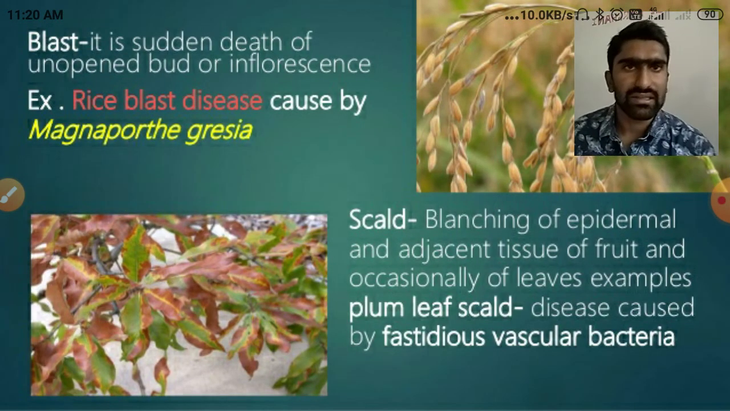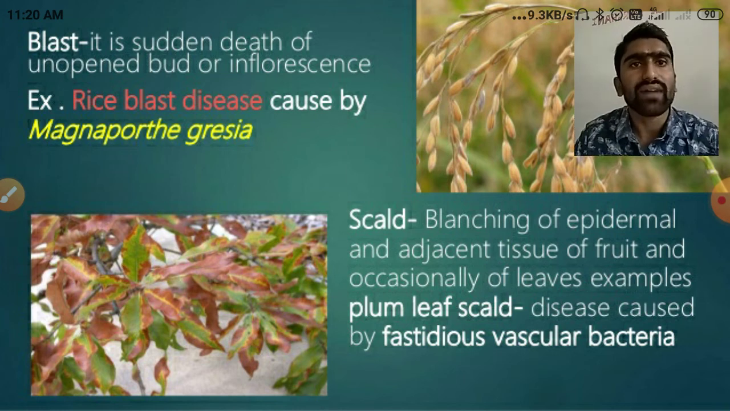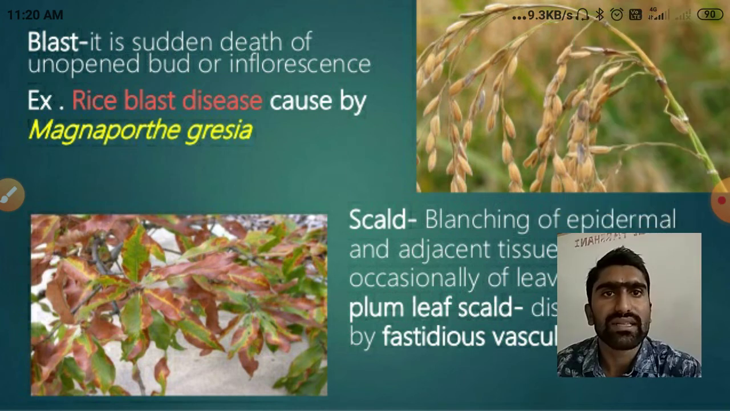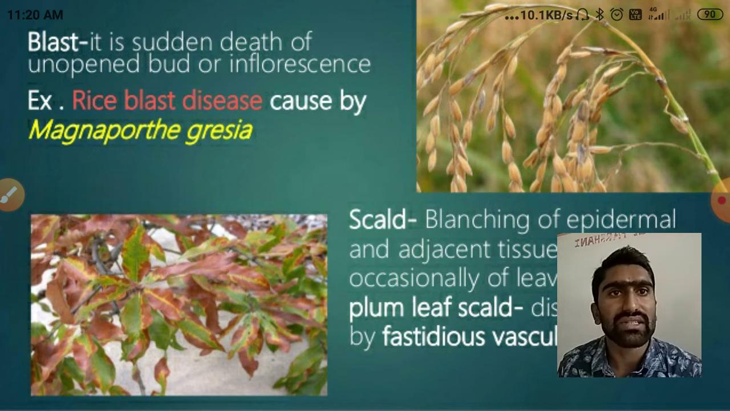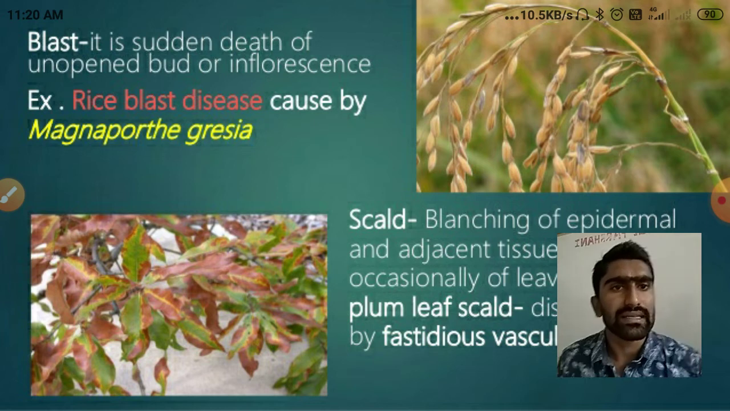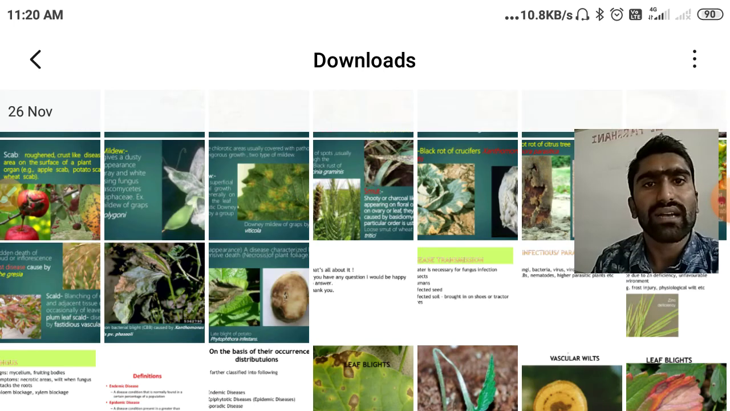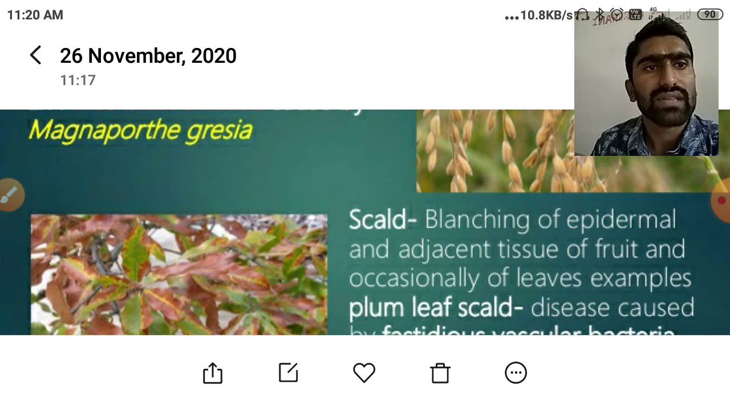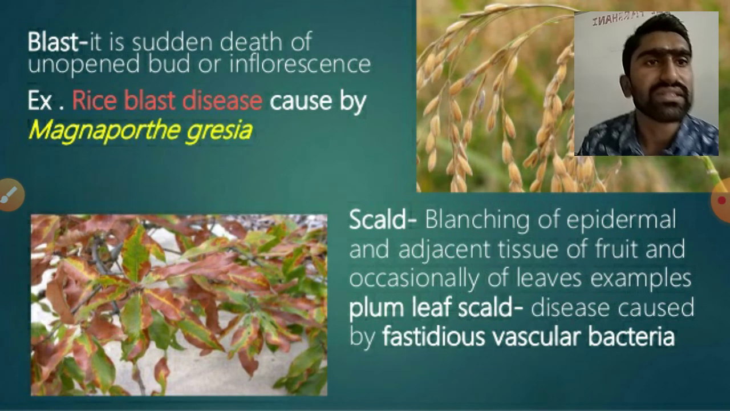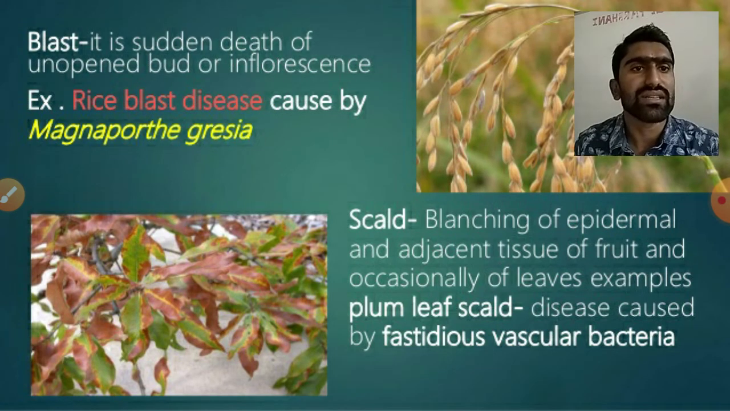Let's see the blast. It is the sudden death of unopened bud or inflorescence. Example, rice blast disease, whose causal organism is Magnaporthe grisea. Next is the scald, which affects the epidermal and adjacent tissue of fruit and occasionally of leaves. Example, plum leaf scald, whose causal agent is fastidious vascular bacteria.